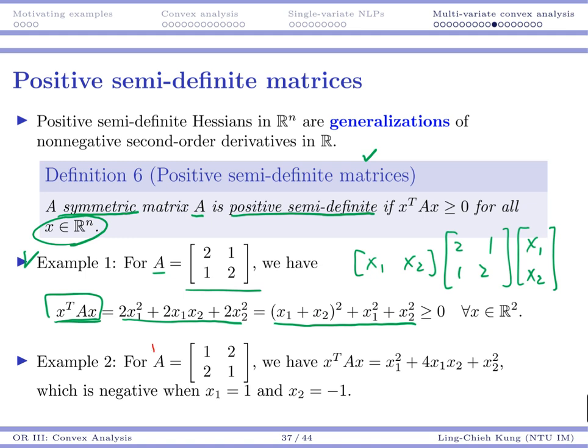But on the other hand, if your A in the second example is 1, 2, 2, 1, then in that case, after you do this x transpose Ax, you get something different. And you may see that if you plug in 1 and negative 1, that's going to give you a negative number. So it does not satisfy the definition, and then it is not positive semi-definite.